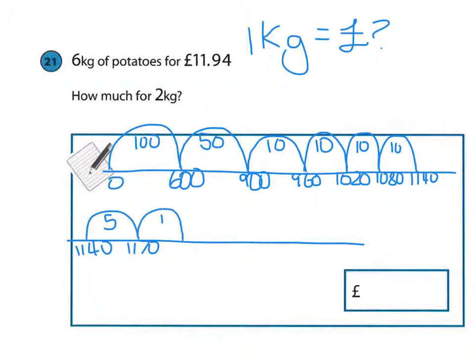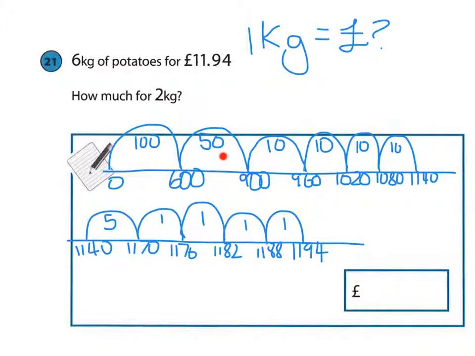I'm then going to take out just single chunks of 6. So one chunk of 6 was 1176. Another chunk of 6 would be 1182. Another chunk of 6 is 1188. And another chunk of 6 is going to take me to 1194, which is the same as £11.94. If I add up all of these chunks at the top, I will find out what 1 kilogram of potato is worth.